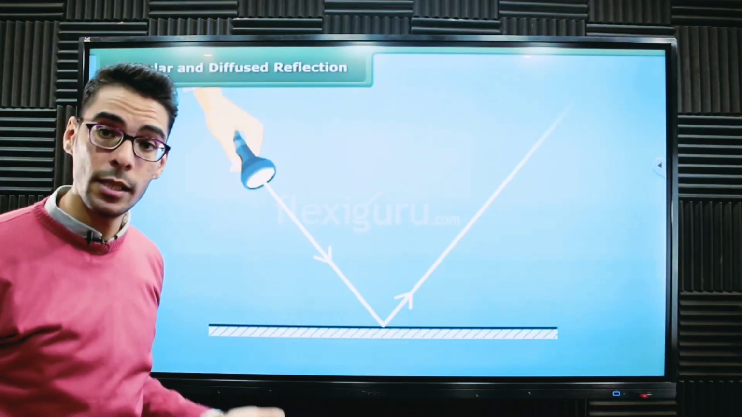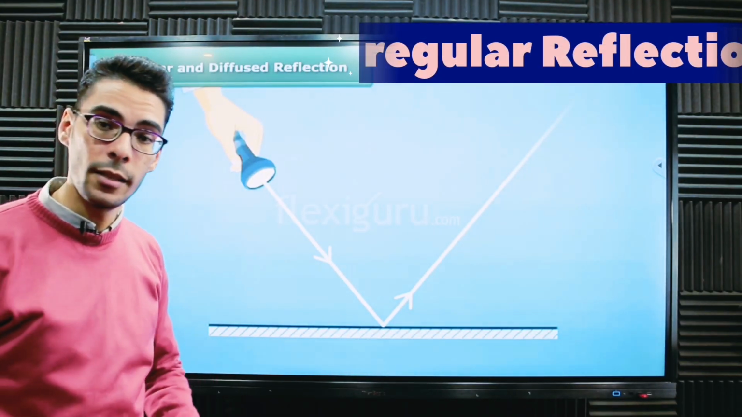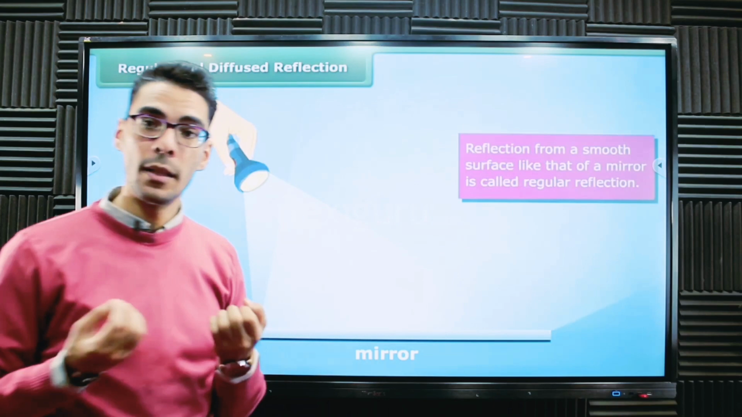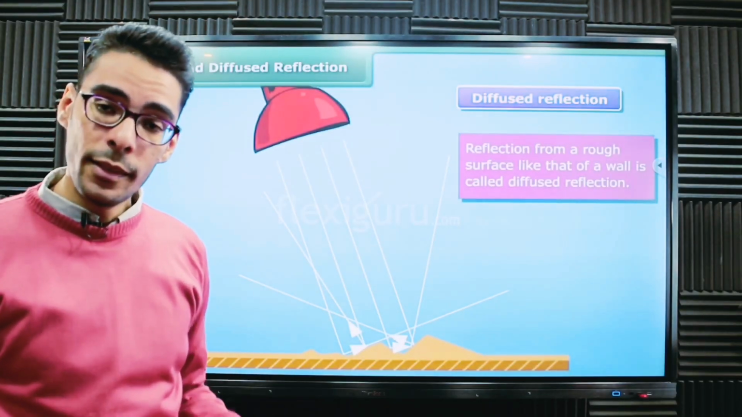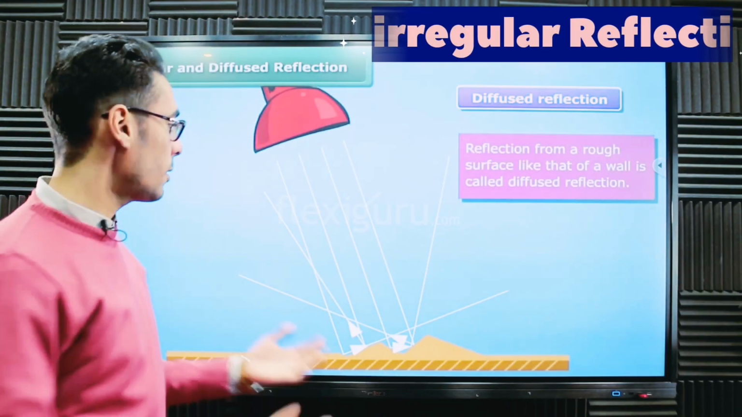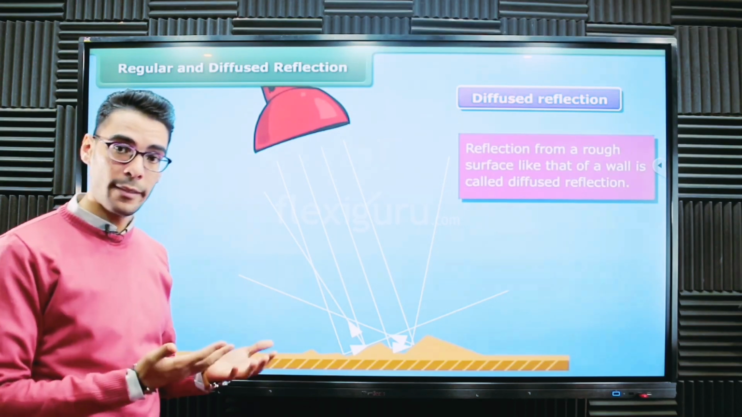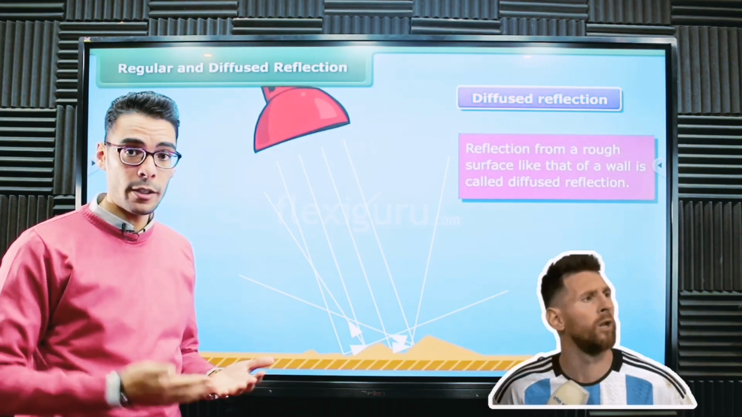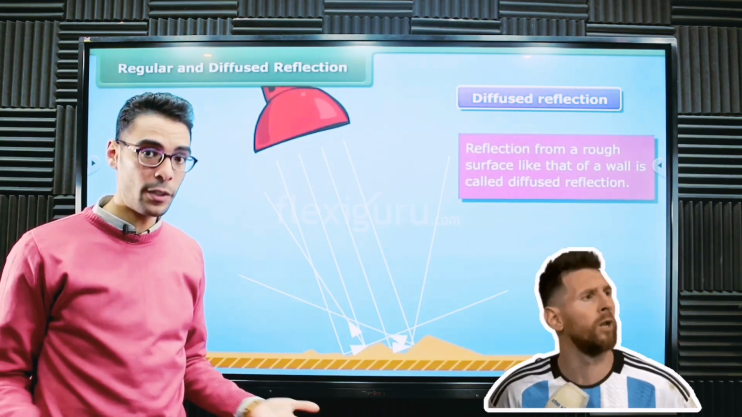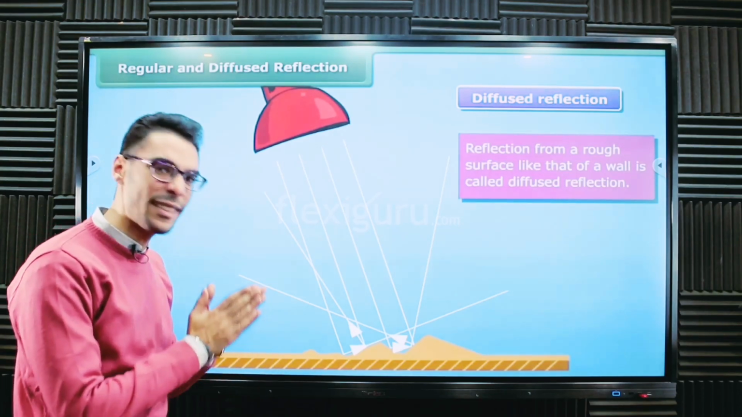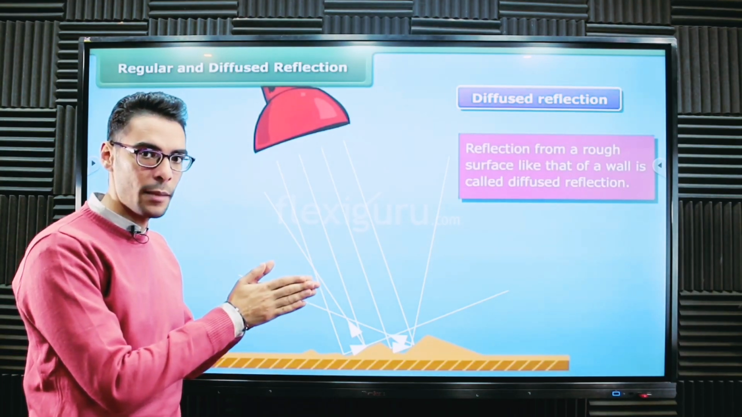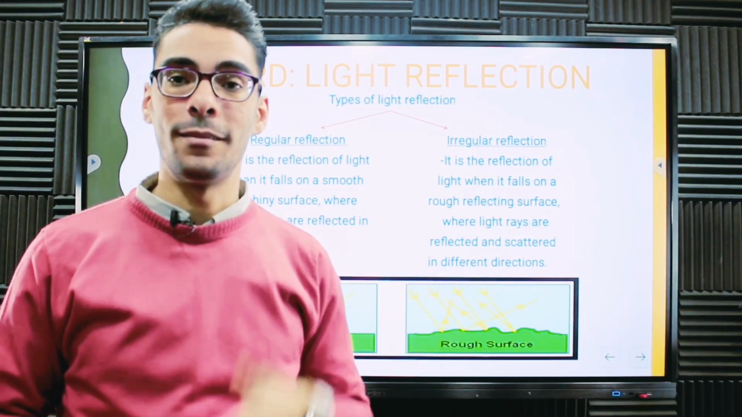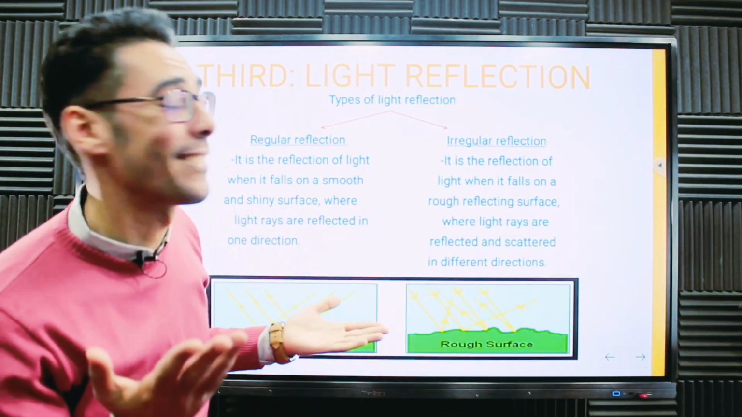Look here, this is regular reflection. The light rays are reflecting in the same direction. On the other hand, this is the irregular reflection. You cannot see the light rays reflecting in the same direction. No, they are reflecting in every direction around. They are not in the same direction. That means irregular reflection. So simply, this is the difference between regular reflection and irregular reflection.